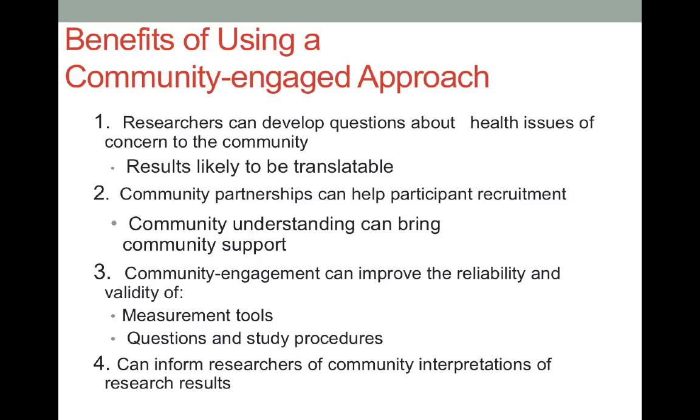For instance, researchers can develop research questions concerning health issues of concern to the community. Since the research questions are studied within the community, results are likely to be translatable to similar communities. Working in partnership with community organizations can help recruiting participants and in obtaining informed consent. When people understand the purpose of research and the results might affect them, they're more likely to support the research and the researchers.